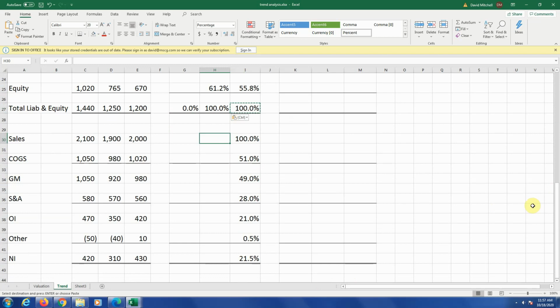And then on our income statement, everything is put into a percentage of our sales number. So our sales is always equal to 100%. And I'm just going to copy and paste down the line.